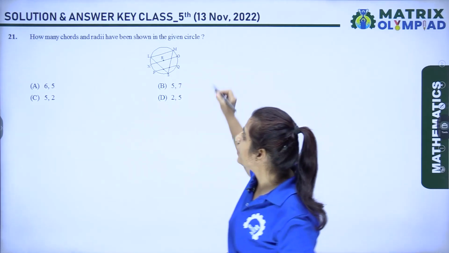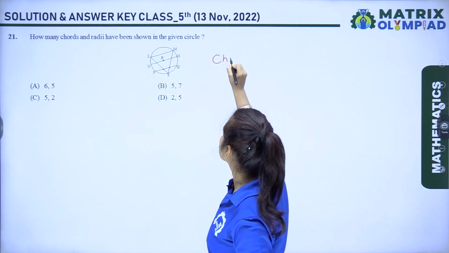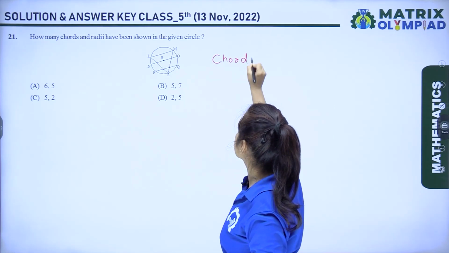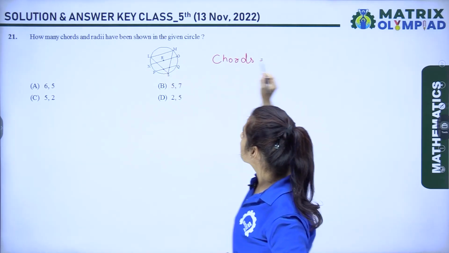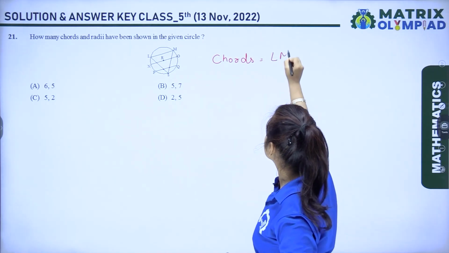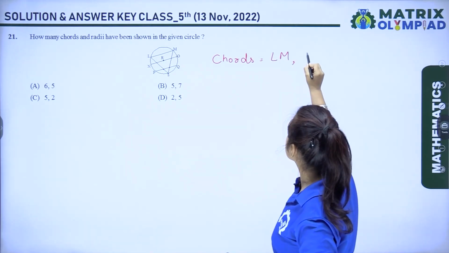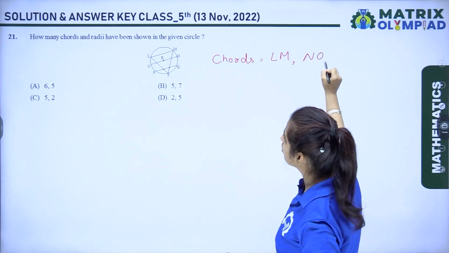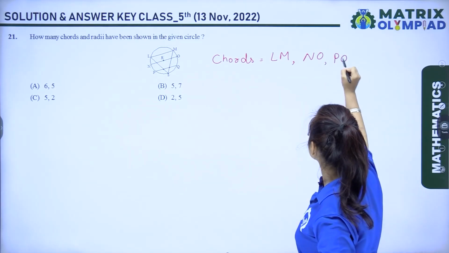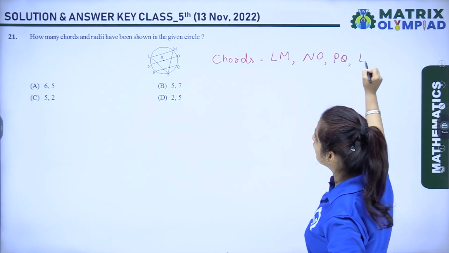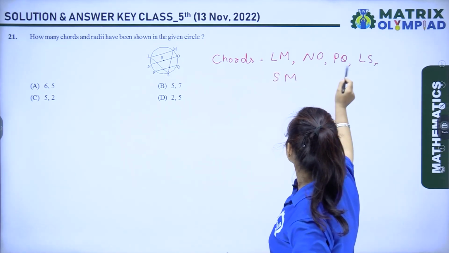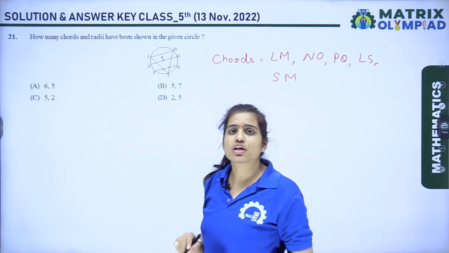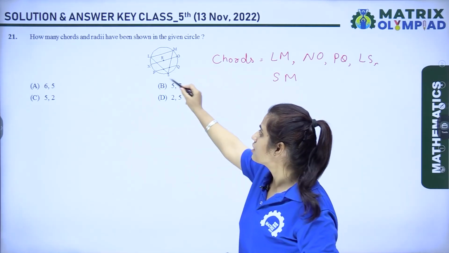So let's write down how many chords we have in this circle. First chord is LM. Next one is NO, PQ, LS. So there are 5 chords we have in this circle.